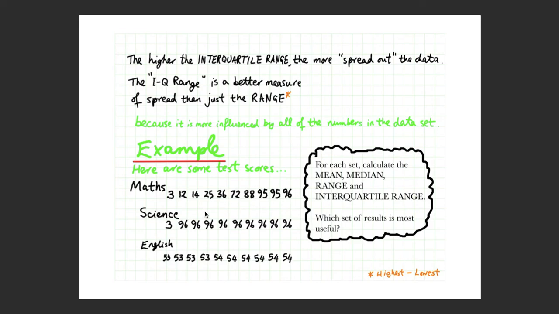So you might notice that the math scores look okay, but the science and English scores, well, they're a bit weird. It might tell you about the science test that it was a very easy test because most people scored high, but there was still someone who didn't do well. And that might say more about the person than about the test. And then the English, lots of very similar scores. So for each of these sets of data, calculate the mean, median, range and interquartile range. Which set of results is most useful?